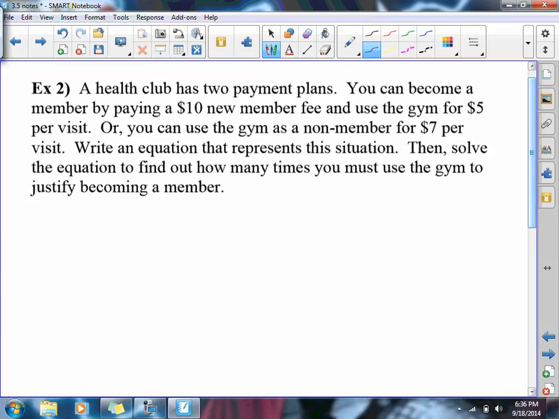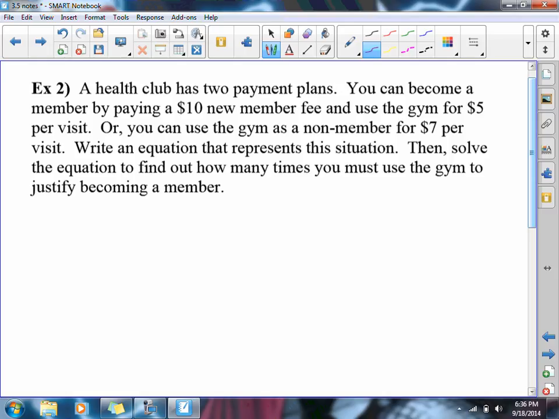Okay, our last example is just a word problem, and we're going to set up an equation first, and then we'll solve that equation. First, I want to read through the problem, make sure I understand it. So here we have a health club that has 2 payment plans. You can become a member by paying a $10 new member fee and use the gym for $5 per visit, or you can use the gym as a non-member for $7 per visit.